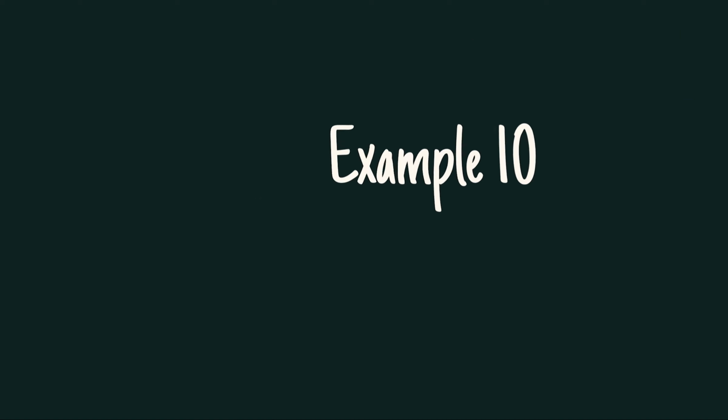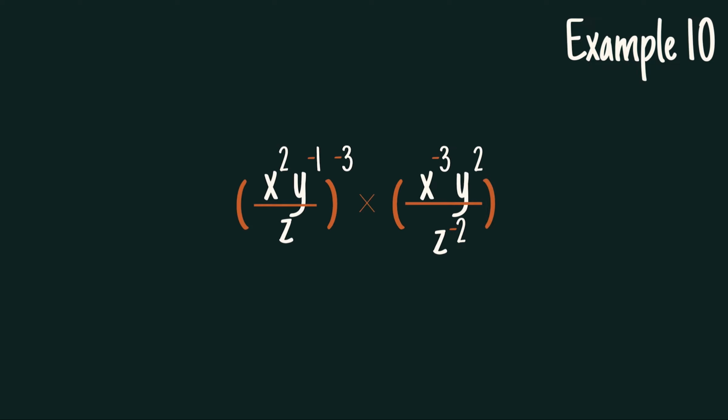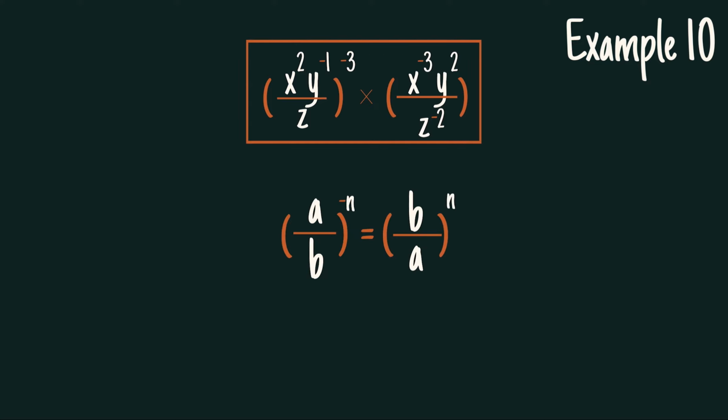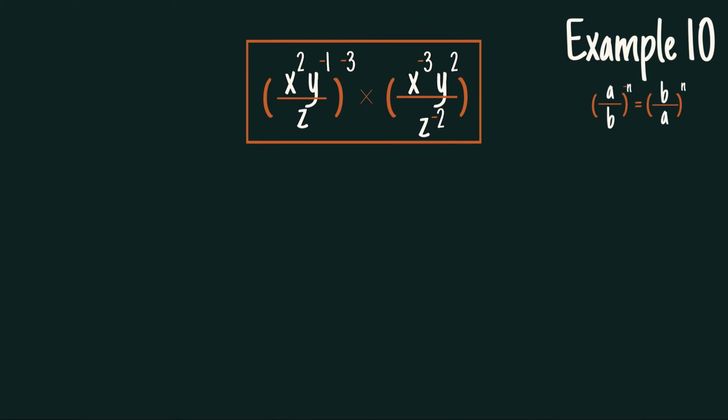Now, let's try something slightly more complex. In example 10, the first term is a fraction with negative index of minus 3. Also, each term here has a variable which have negative indices as well. To simplify the approach, let's rewrite the expressions such that we change all negative index to positive index using this property.